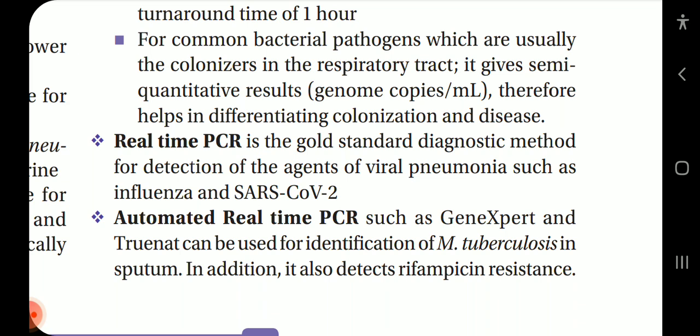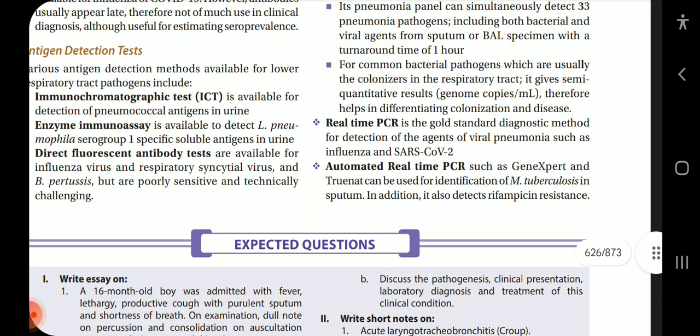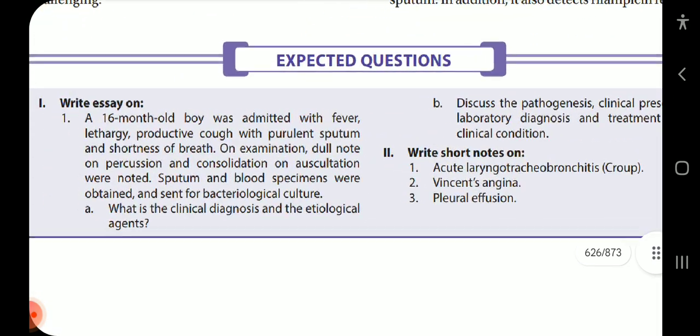Real-time PCR is the gold standard diagnostic method for detection of agents of viral pneumonia such as influenza and SARS-CoV-2. Automated real-time PCR such as GeneXpert and TrueNat can be used for identification of Mycobacterium tuberculosis in sputum. In addition, it also detects rifampicin resistance. Okay, so this completes our introduction to the unit.